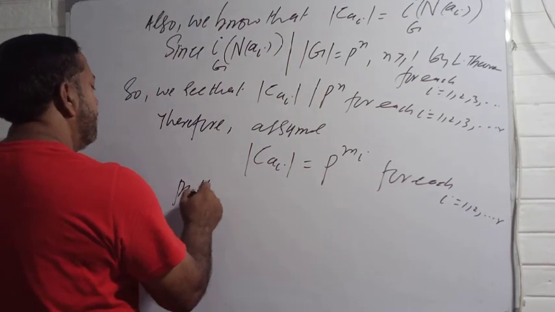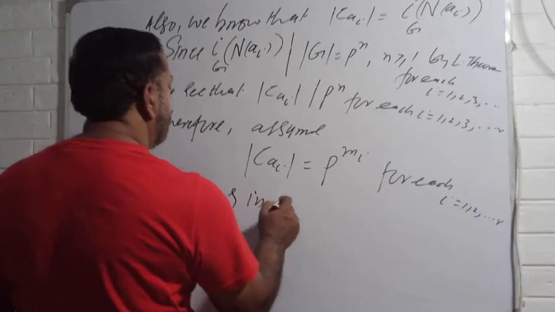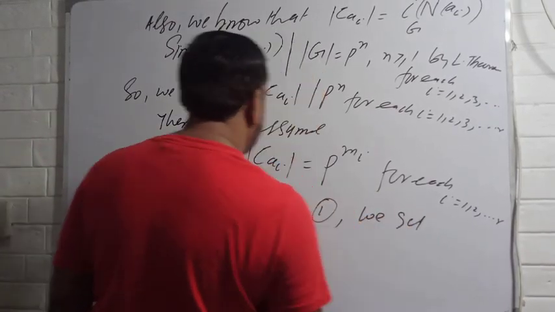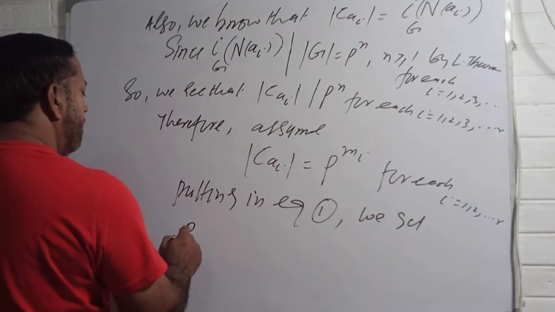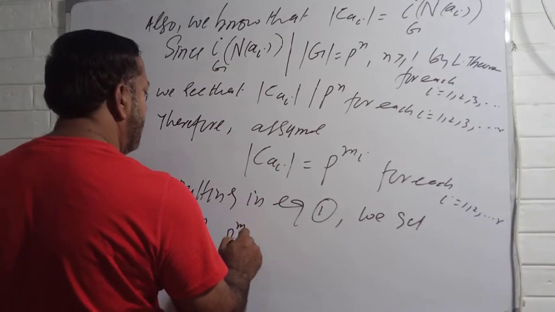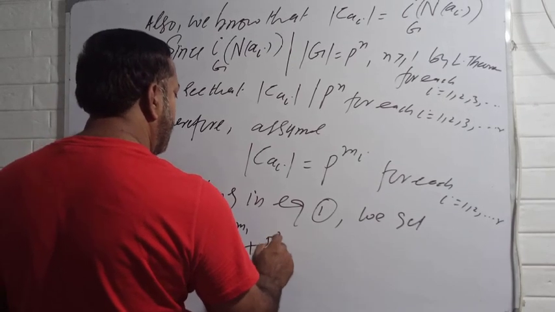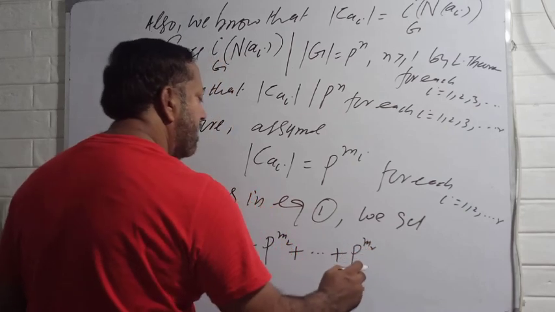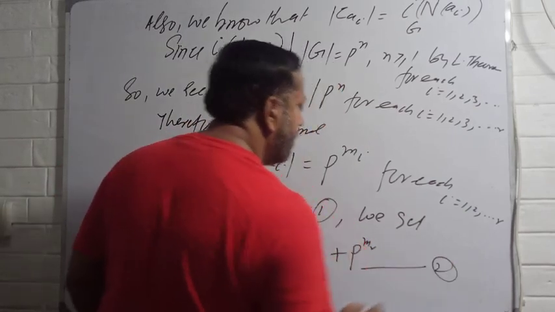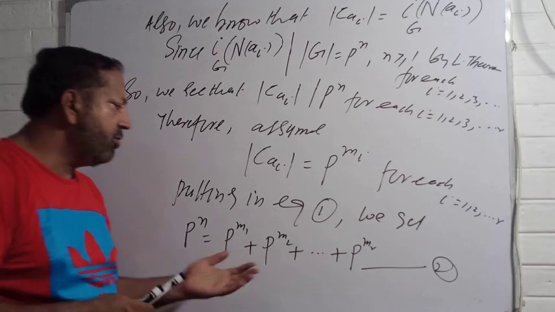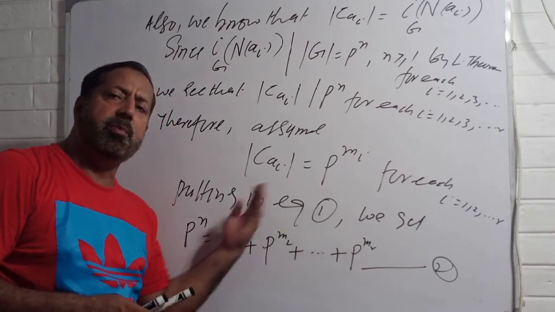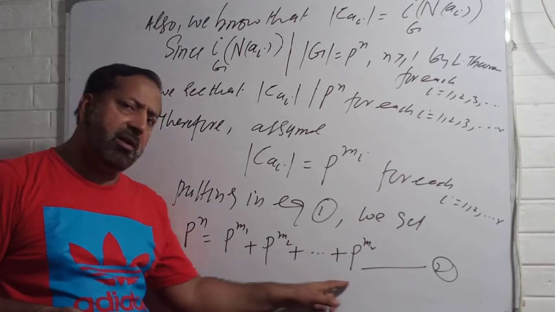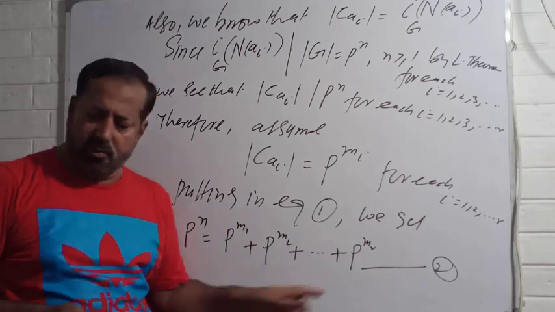Putting in 1, we get P power n is equal to P power m1 plus P power m2 plus so on plus P power mr. Number 2. In fact, 2 is the class equation of your P group, where P is any prime. Okay, so this is in fact the class equation of your P group.